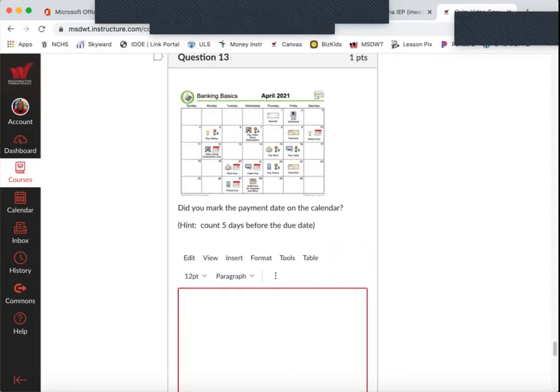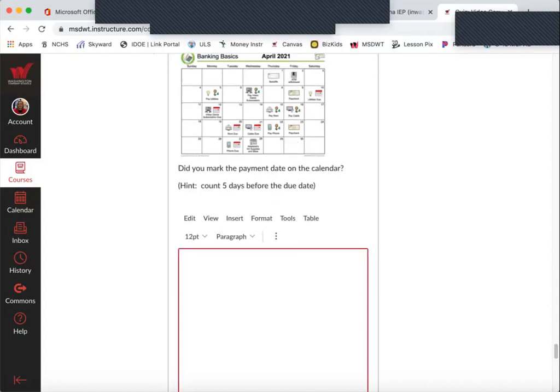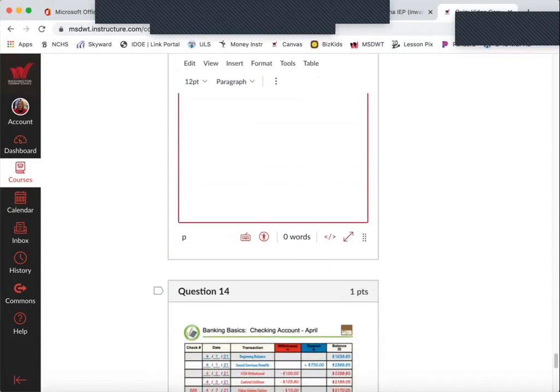So here's the rent, April 20th, count back, the 19th is 1, the 18th is 2, the 17th is 3, the 16th is 4, the 15th is 5 days. So write pay rent on April 15th. Did you mark it on the calendar, yes or no?